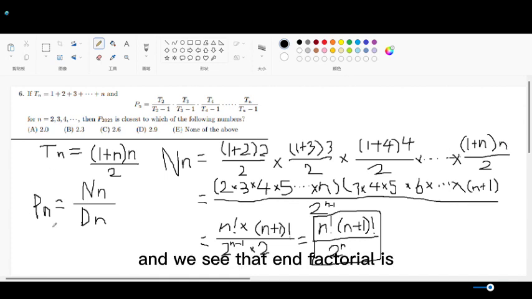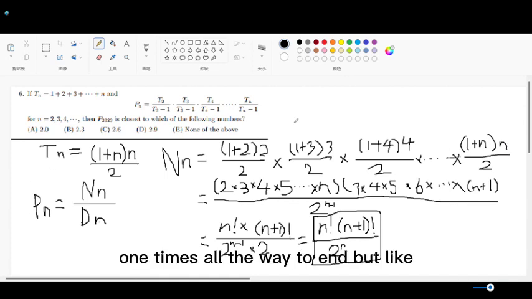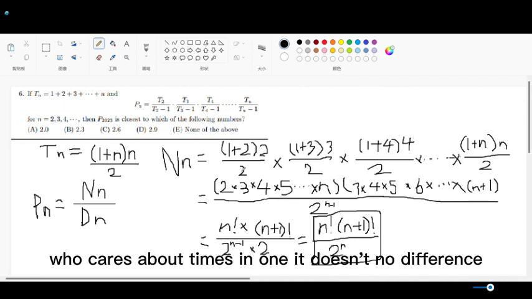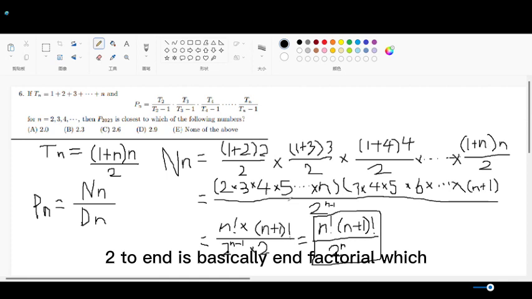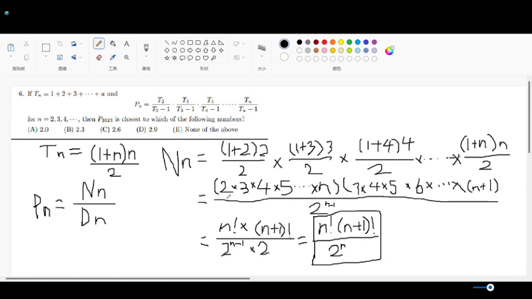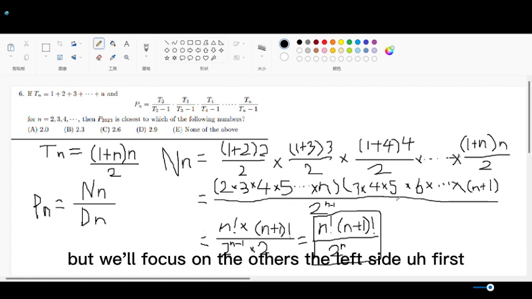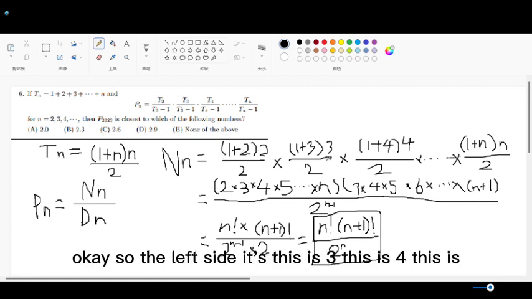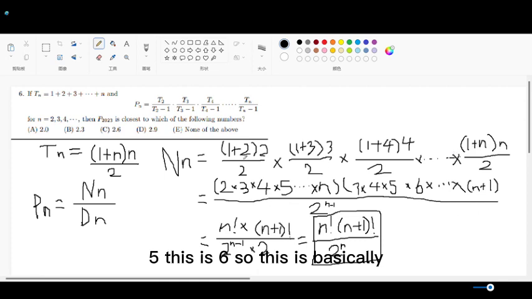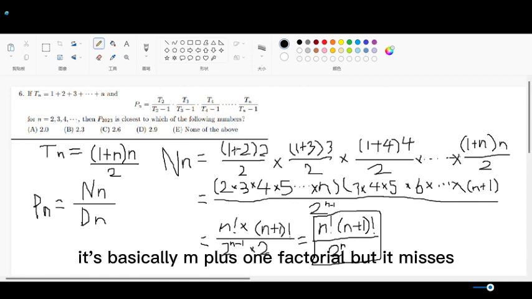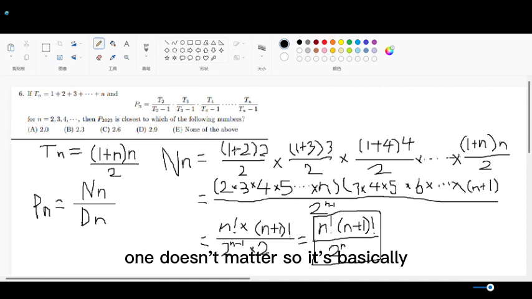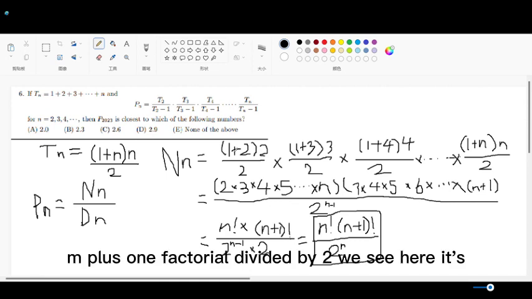And we see that n factorial is 1 times all the way to n, but who cares about multiplying by 1? It makes no difference. So this expression from 2 to n is basically n factorial, 2 times all the way to n. But we'll focus on the left side first. Okay, so on the left side, this is 3, this is 4, this is 5, this is 6. So this is basically 3 times all the way to n plus 1, which is n plus 1 factorial, but it misses the 2 and the 1, but 1 doesn't matter, so it's basically (n plus 1) factorial divided by 2.